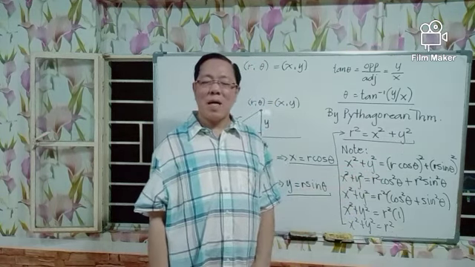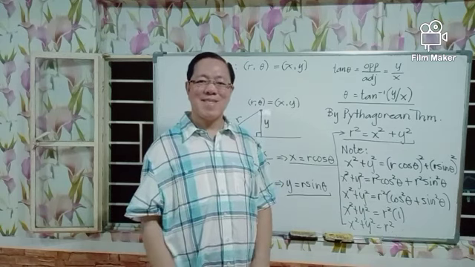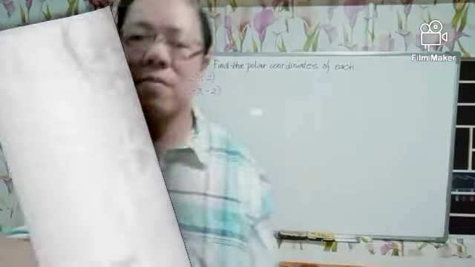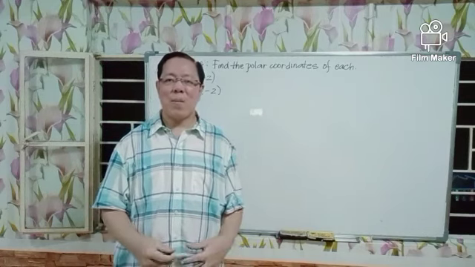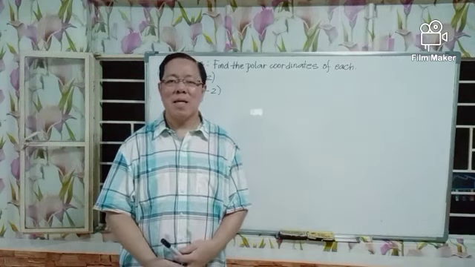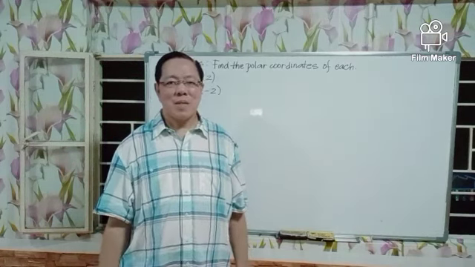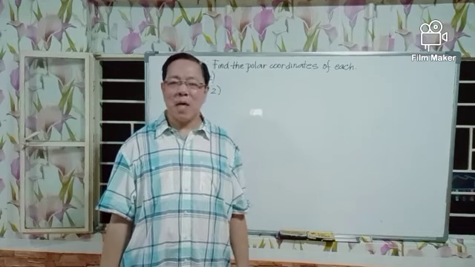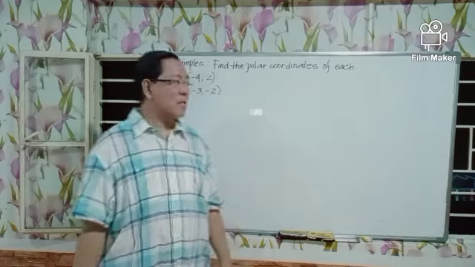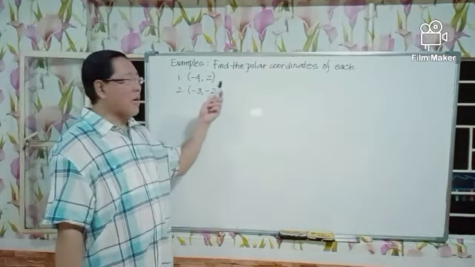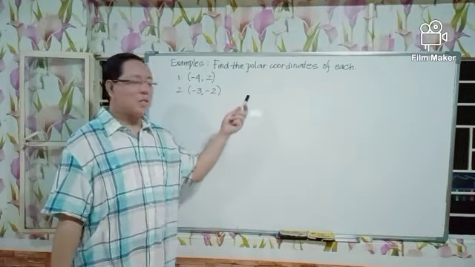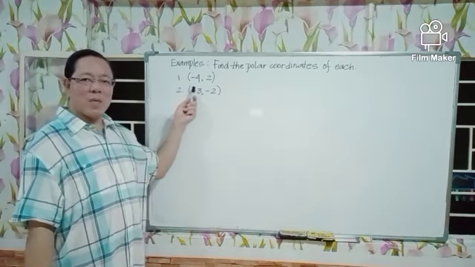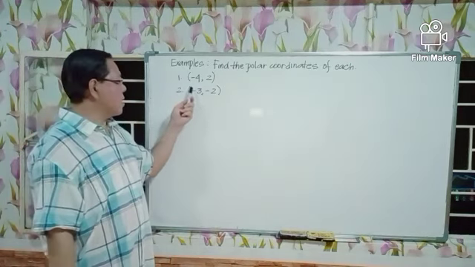We will now take some examples of converting a point with the given Cartesian coordinates to a point with polar coordinates. Examples: find the polar coordinates of each. Number 1, the point with Cartesian coordinates -4, 2.